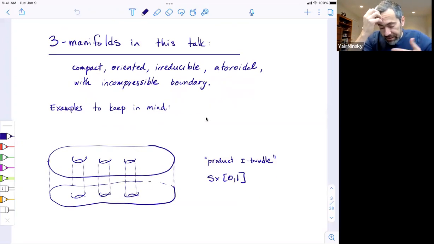Okay, so first of all, what three manifolds are going to be in this talk? The category is compact, oriented, irreducible, atoroidal, with incompressible boundary, but mostly I want to focus on three different pictures of three manifolds that will illustrate most of what I have to say. The first one is the very simplest from my point of view, which is just a product of a surface and an interval, which you could sometimes call a product I bundle. And okay, that's a nice three manifold. It has two boundary components. It's going to be important in a minute.